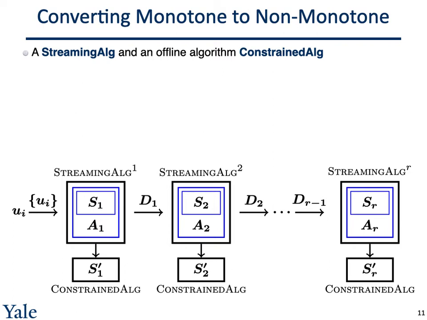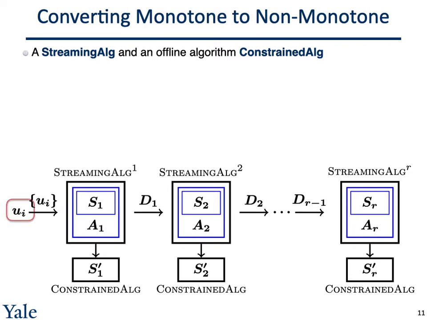Access to r instances of a streaming algorithm for maximizing the submodular function under the given constraint, and an offline algorithm for the same problem. Assume S is the feasible solution provided by the streaming algorithm, and A is the set of elements that the algorithm keeps in its internal memory.